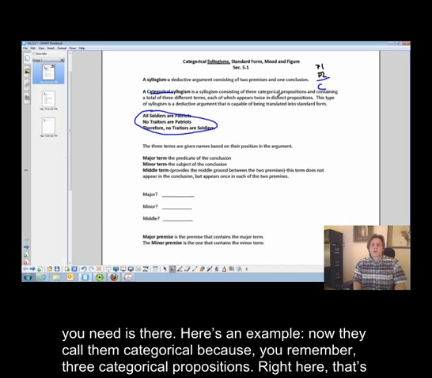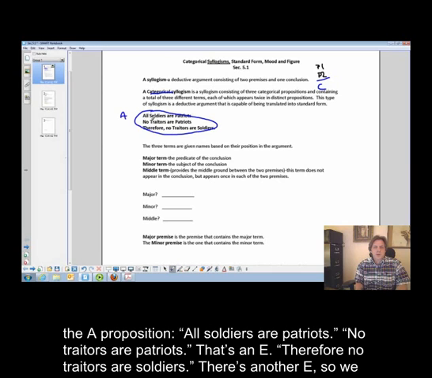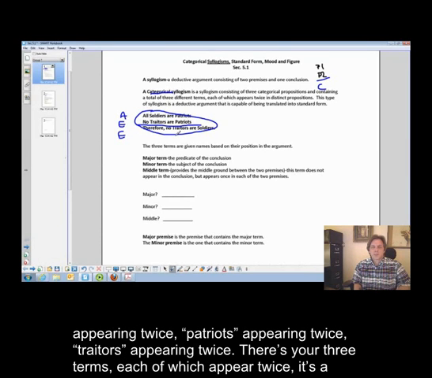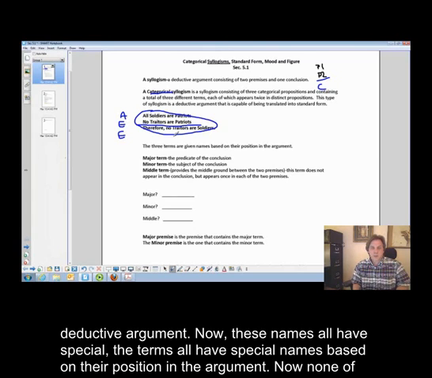Okay, here's an example. Now they call them categorical because, you remember, three categorical propositions. Right here, that's the A proposition. All soldiers are patriots. No traitors are patriots. That's an E. Therefore, no traitors are soldiers. There's another E, so we have two premises right here, right there, one conclusion, but they are three categorical propositions. And notice you have soldiers appearing twice, patriots appearing twice, traitors appearing twice. Okay, there's your three terms, each of which appear twice. It's a deductive argument, okay?